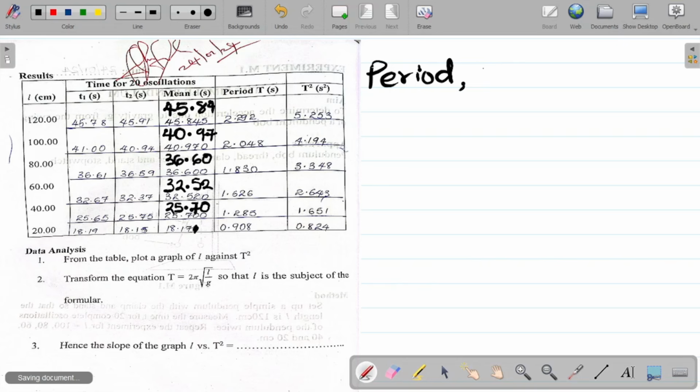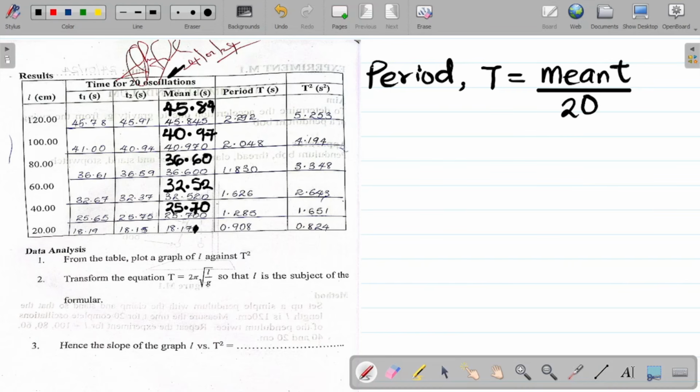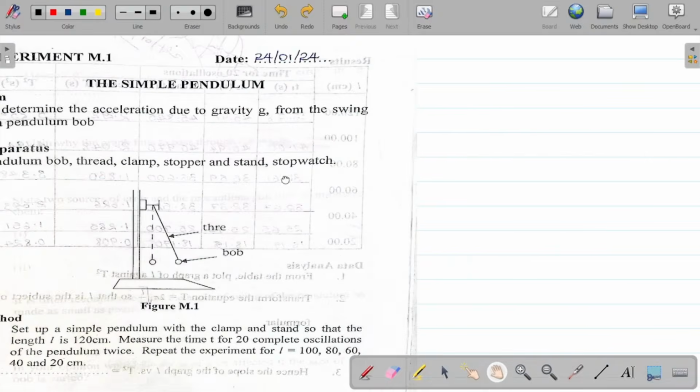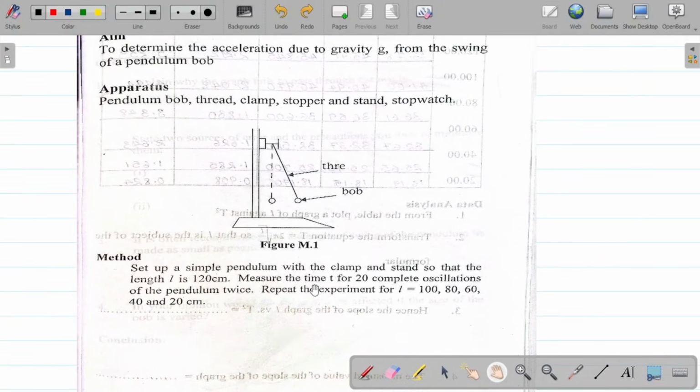Period T is equal to mean T all over number of oscillations. In this question we have 20 oscillations. As you can see, not just here, but if you go back to the question, it says measure the time T for 20 complete oscillations. So the time that you should measure is for 20 complete oscillations. You can see it in this question. Alright, so back to our table.